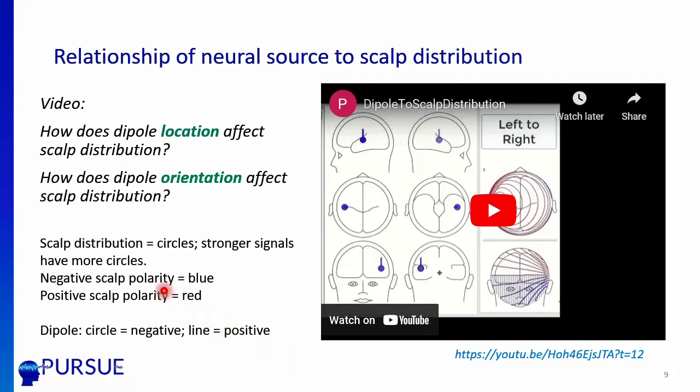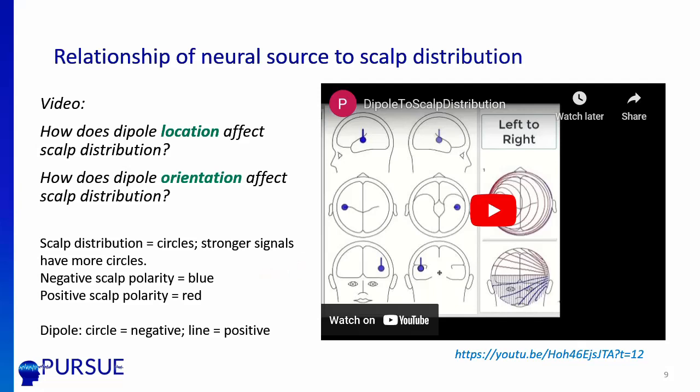So the scalp distribution in this video is represented by these concentric circles. The stronger the signal is, the more circles there will be. The weaker the signal, the further apart those circles are going to be. You'll also notice that some of the circles are red, which indicates positive scalp polarity, and some are blue, which indicates negative scalp polarity. You can see how they change, in both a coronal view and a horizontal view of the person's head, as this dipole changes.